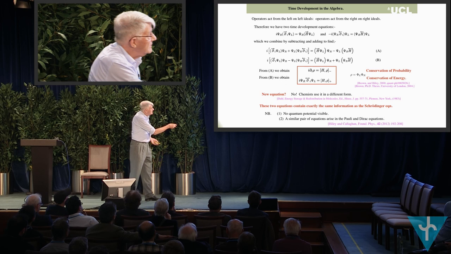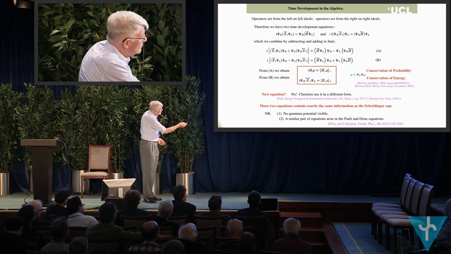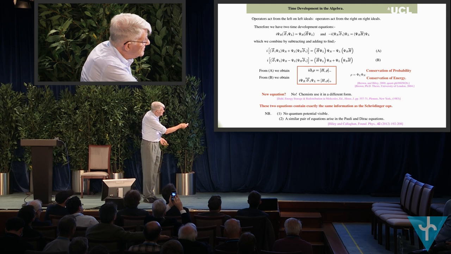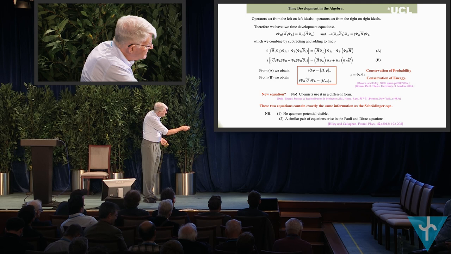Okay, so here are the two equations which I sneaked up in the earlier board, and when you write them out neatly, you'll see one seems to depend upon the commutator, and that's just the conservation of probability, and one depends upon the anti-commutator, and that's just the conservation of energy.